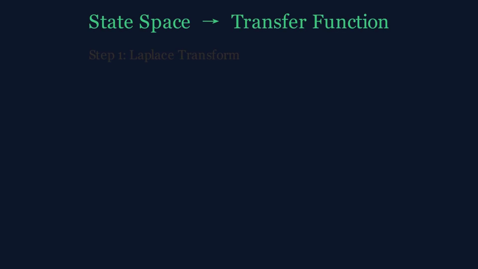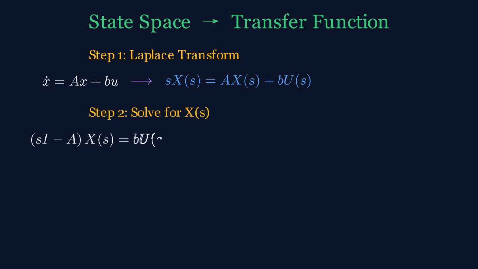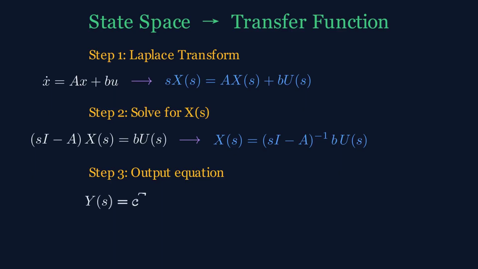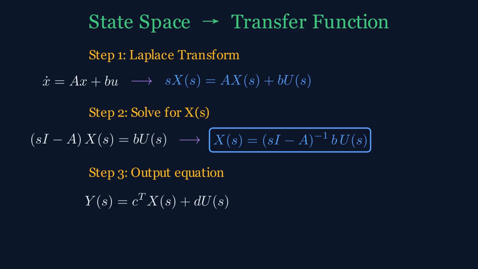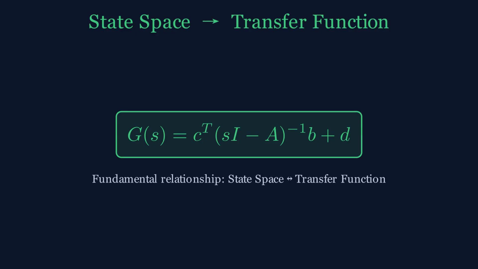Starting from the state equation, x dot equals Ax plus Bu. We take the Laplace transform of both sides, assuming zero initial conditions. The left side becomes s times X(s). The right side becomes A times X(s) plus B times U(s). Rearranging, sX(s) minus AX(s) equals BU(s). Factoring out X(s), we get (sI minus A) times X(s) equals BU(s).